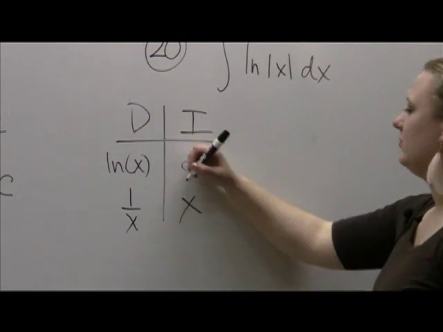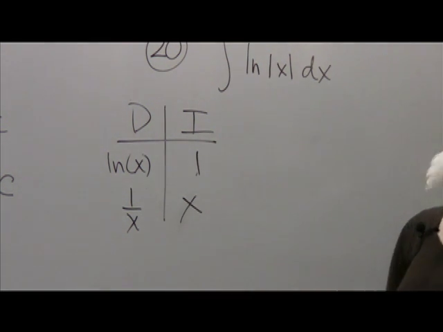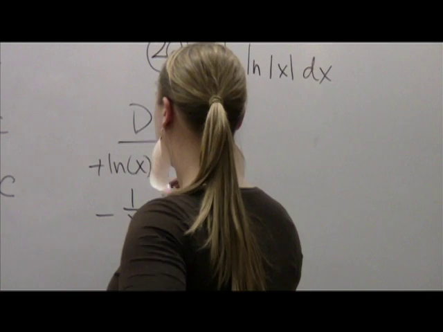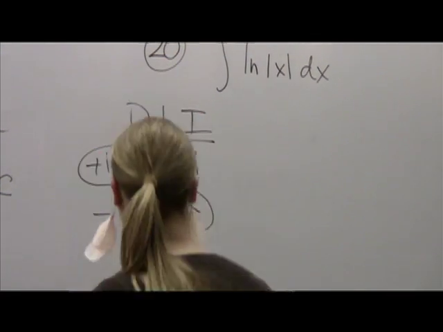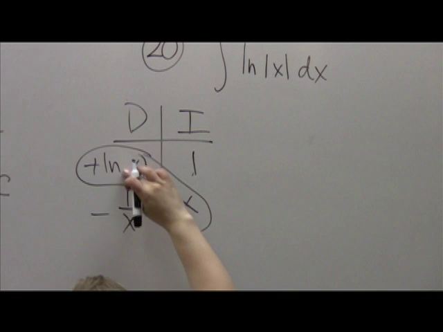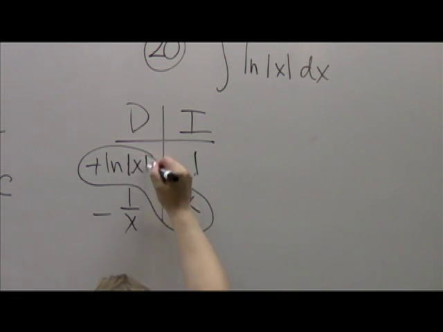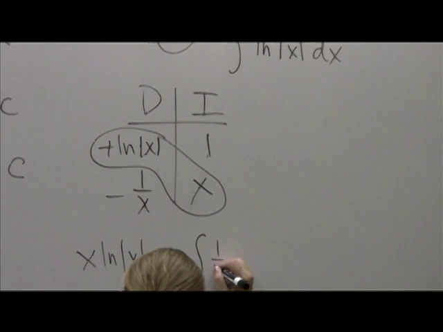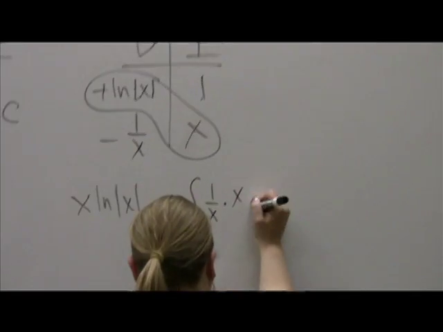If you don't like that, we can put a 1 right here, because I can multiply the ln by 1, and it's the same thing. Is that okay with y'all? Sure. Okay. Plus, minus. These multiply. Actually, that has absolute values because in the original problem it had absolute values. x ln|x| minus the integral of 1 over x times x.